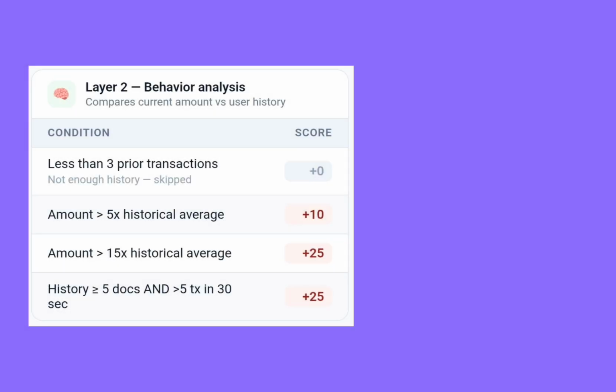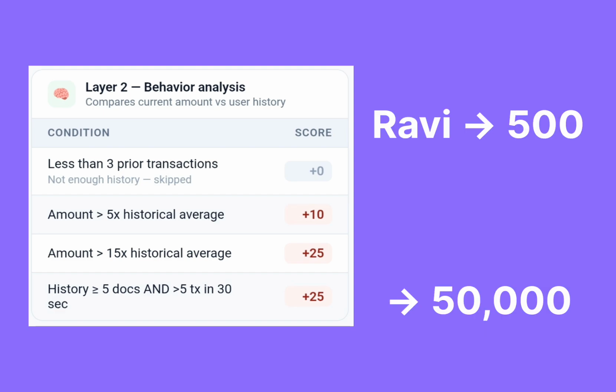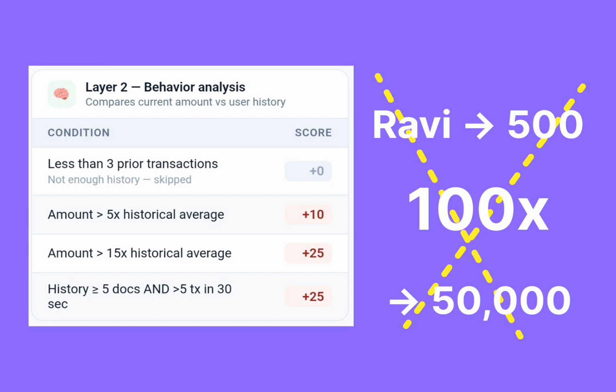Layer 2 is behavior analysis. The system compares the current transaction against the user's own historical spending. If someone who normally spends 500 rupees suddenly tries to transfer 50,000, that is 100 times their average. The system immediately flags it and adds heavily to the risk score.